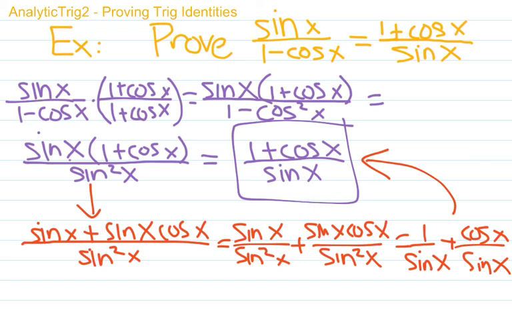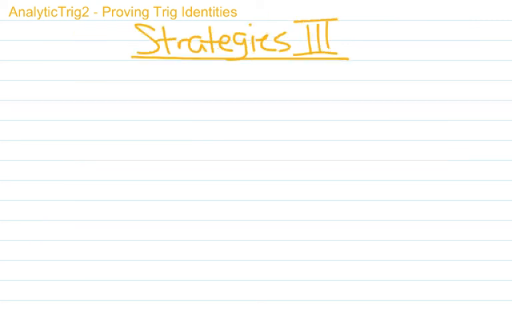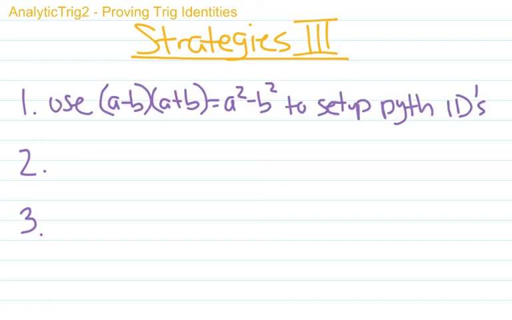So here we go, strategies. And just a side note, for this particular example, by no means is this comprehensive. Oh my gosh, if I were to give you every single example that would help you with all the proofs, you would be blue in the face. So here we go, third strategies. First one: use a plus b times a minus b, which is equal to a squared minus b squared, to set up Pythagorean identities. Use difference of two squares to set up Pythagorean identities. Now that's exactly what we just did.